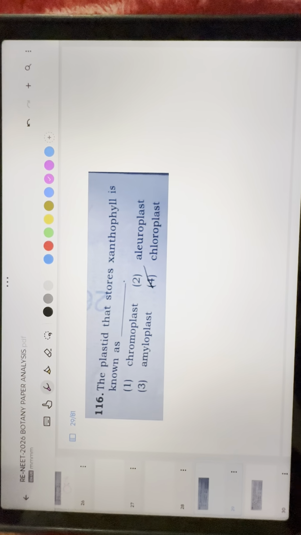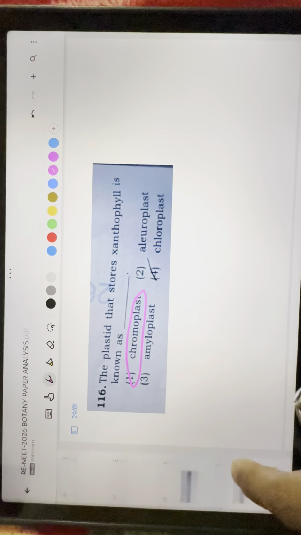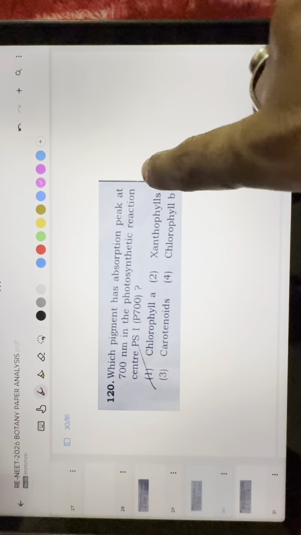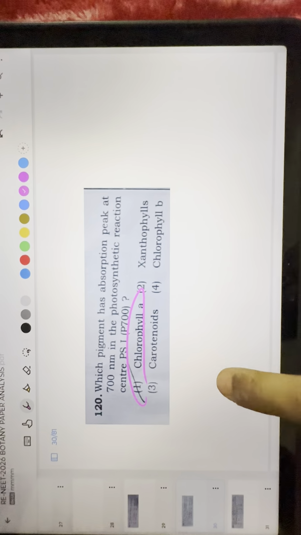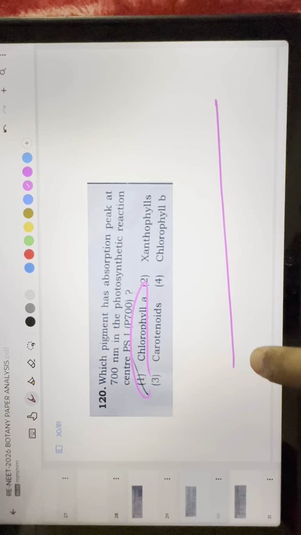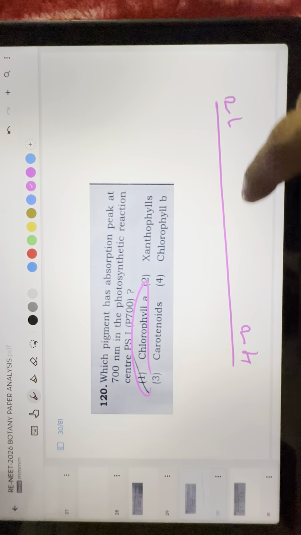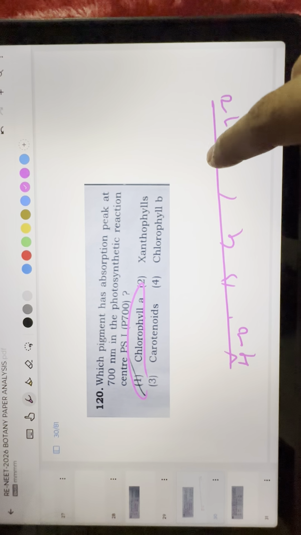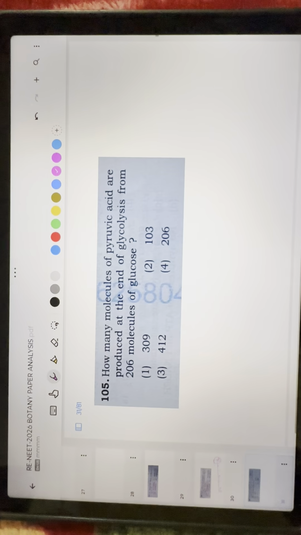Next, the plastid that stores xanthophyll is known as a chromoplast, because it is clearly mentioned in the NCERT. Which pigment has absorption peak at 700 nanometers? It is chlorophyll A. When we are talking about the range starting from 400 to 700, VIBGYOR, violet, indigo, blue, green, yellow, orange, red. So the combination will take about the chlorophyll A maximum.